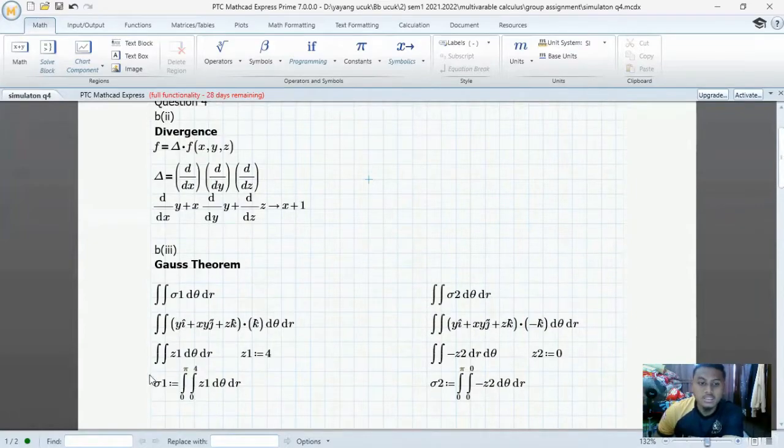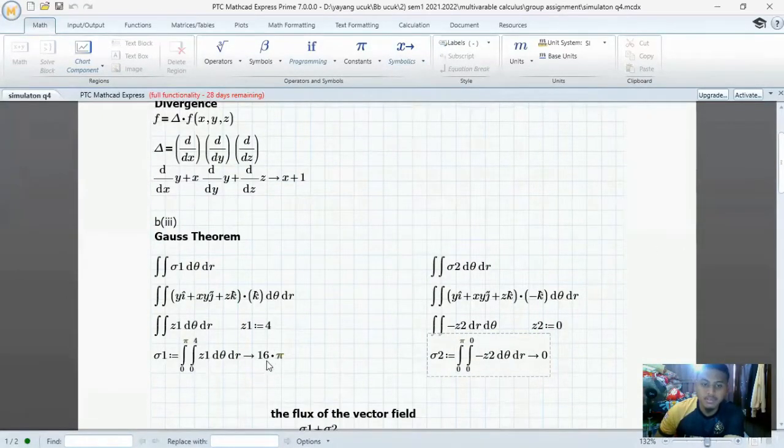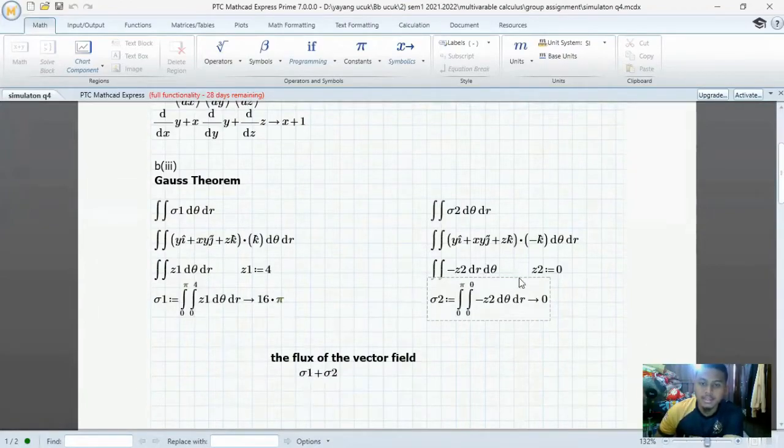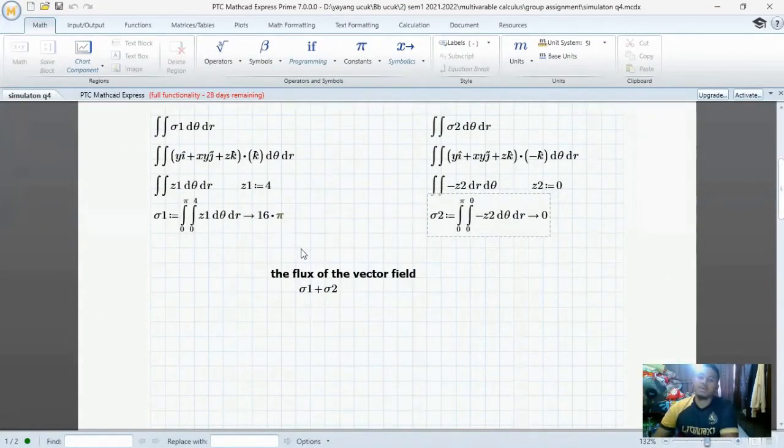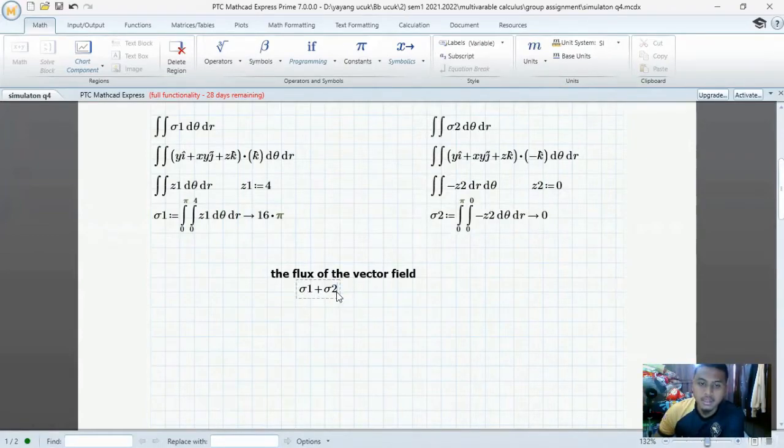So we just define z1 equal to 4, z2 equal to 0, and put it here, and we get the answer instantly. This is the answer. But the first one is 16 pi, and the second one is 0. So we have to add these two for the first one and second one. We just write it like this, and we will get the true answer, which is 16 pi.